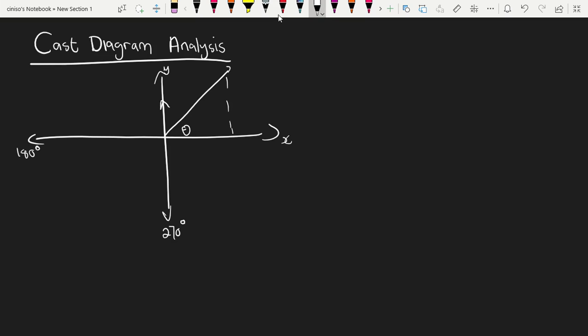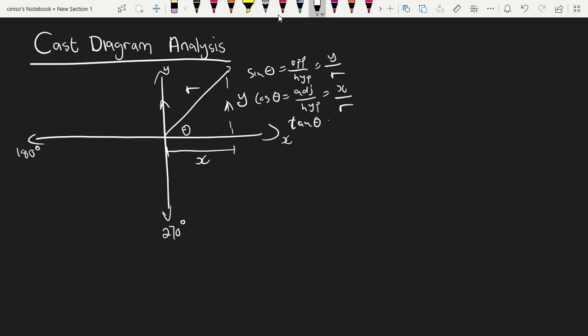Since this line here, the y-axis, is parallel to this one, making it y, and this one is parallel to the base, making it x, and this is r because the circle lies in a Cartesian plane. So now the most important thing, according to this small triangle: sine of theta equals opposite over hypotenuse, which is, what's the opposite? y over r. Cos of theta is adjacent over hypotenuse. What's the adjacent? x over r.